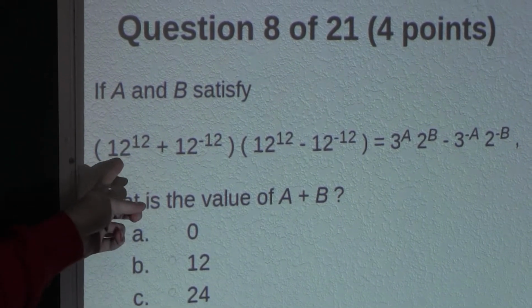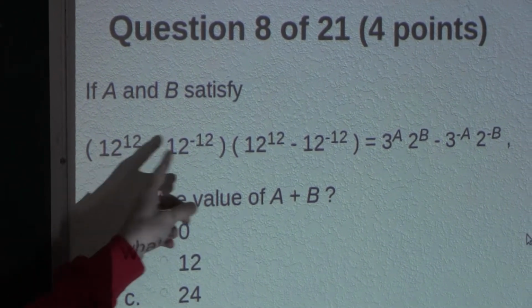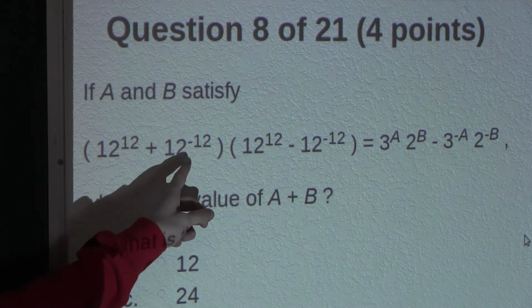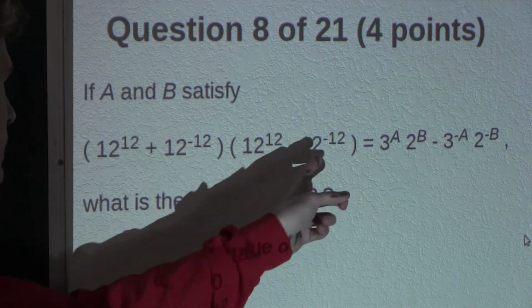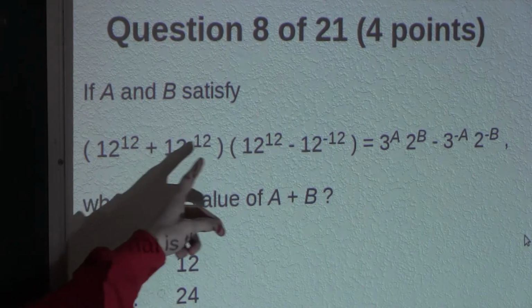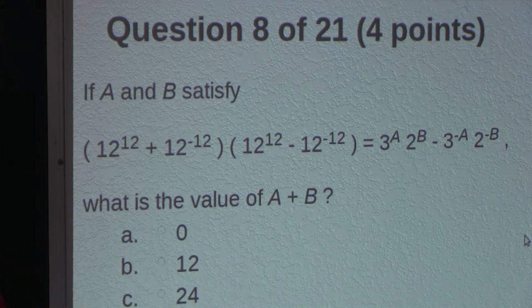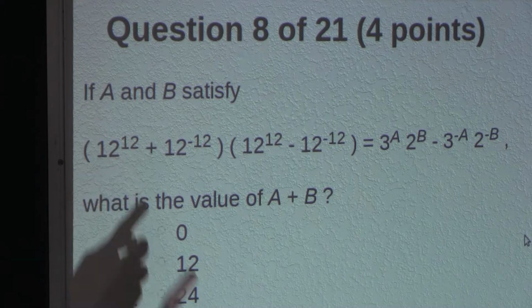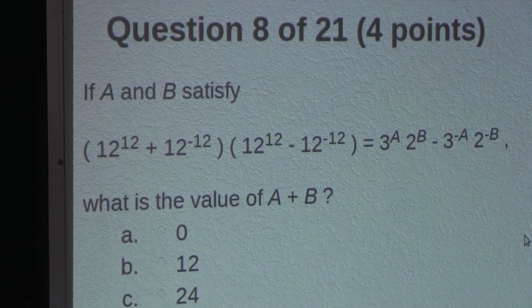Alright, now let's look at the left-hand side of this relation. Now we can see that this term, 12 to the power of 12, appears twice, and this term, 12 to the power of negative 12, also appears twice. And that the only difference here is here's a plus, and here is a minus. So as soon as you see this pattern, it should already click in your head that you can use one of the binomial formulas.